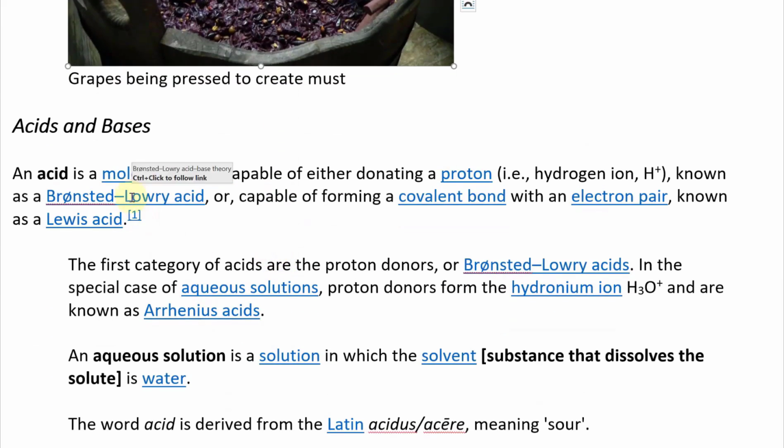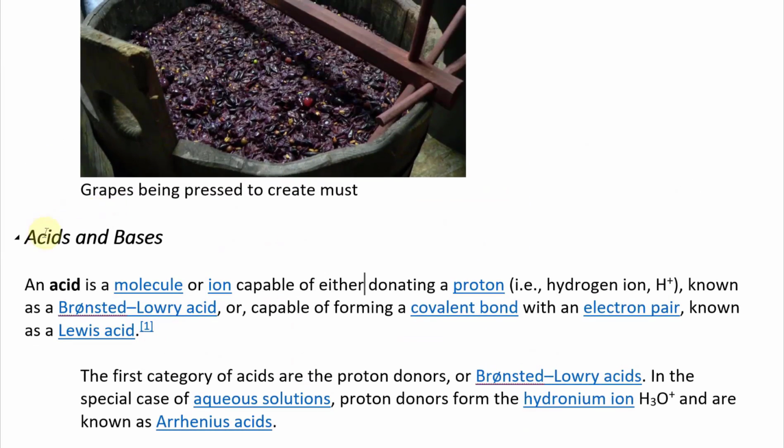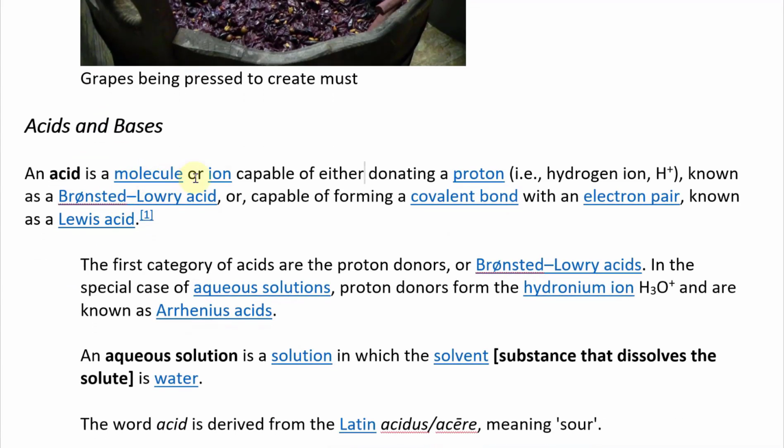All right, continue further. Now let's look at acids and bases. An acid is a molecule or ion capable of either donating a proton, such as hydrogen, in other words a hydrogen ion, H+, without an electron, so just a proton, known as a Bronsted-Lowry acid, or capable of forming a covalent bond with an electron pair, known as a Lewis acid. Notice that an acid is either donating a proton or forming a covalent bond with an electron pair.